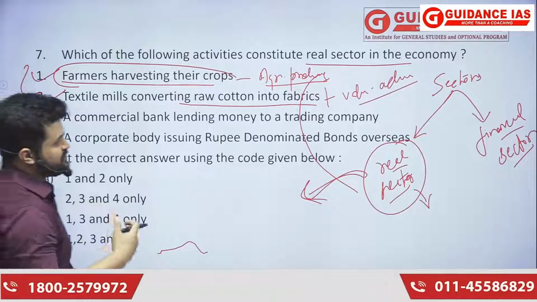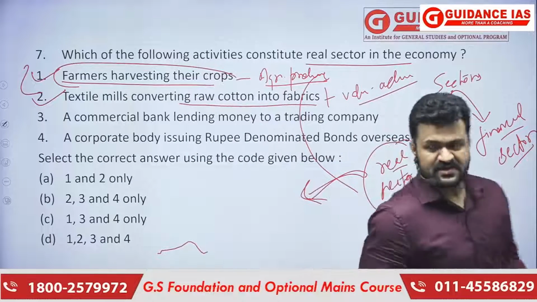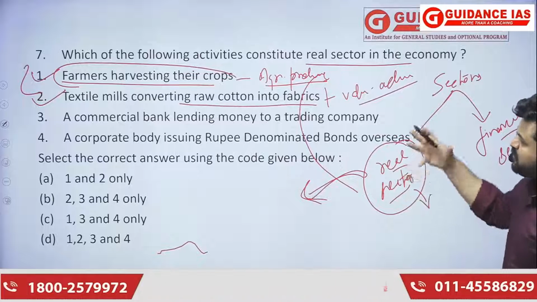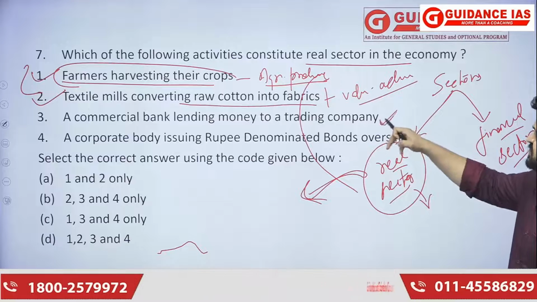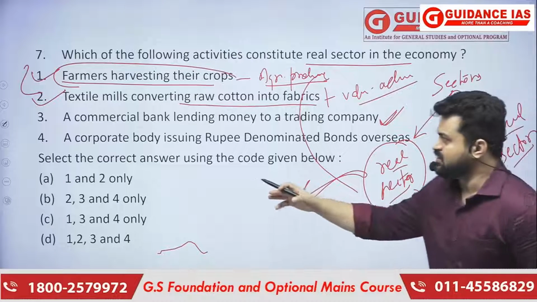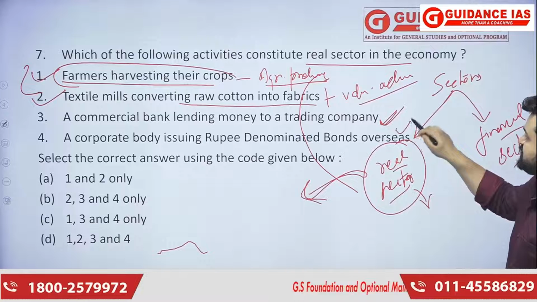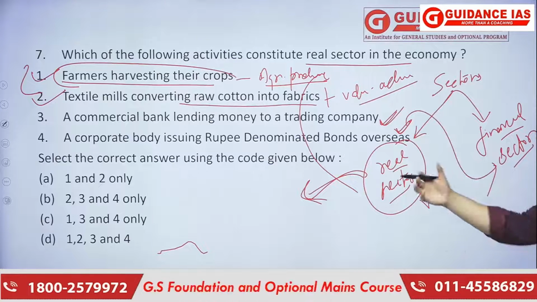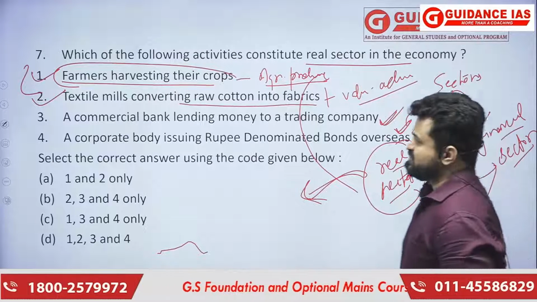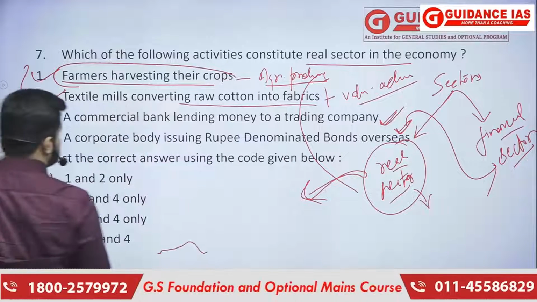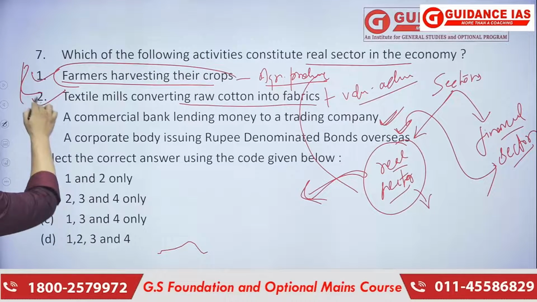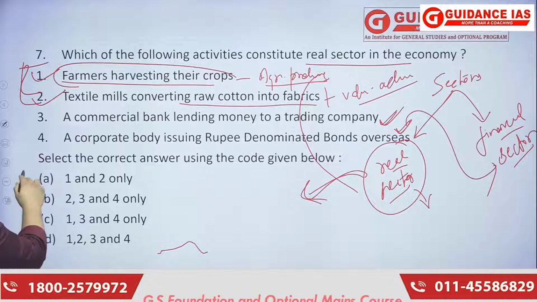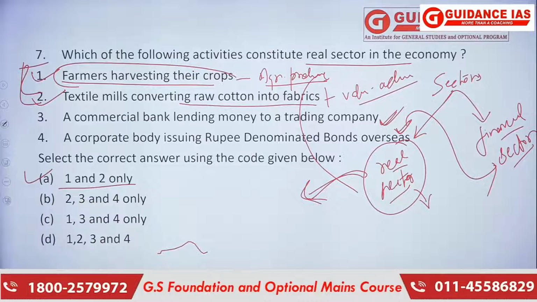A commercial bank lending money to trading company, so that is not something which you account for national income or GDP. Okay, so that is something which comes in financial sector. Then corporate body issuing rupee denominated bonds, again something which you include in financial sector and not real sector. Okay, so in the national income accounting, in the calculation of GDP, these 1 and 2 are actually included, and not 3 and 4. Okay, so they are part of real sectors of the economy. So 1 and 2 is the correct answer here.